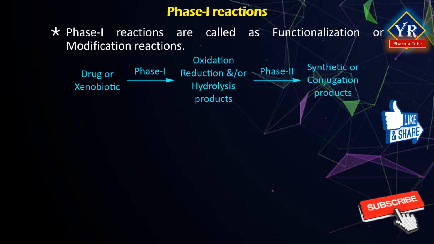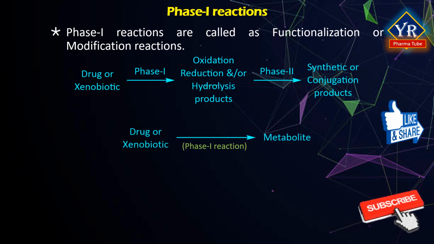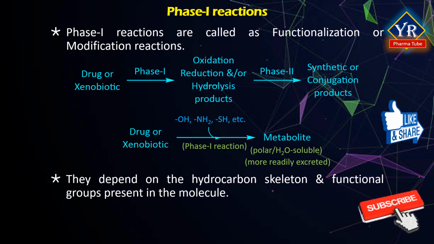All the phase 1 reactions involve the conversion or the biotransformation of a drug or a xenobiotic to a more polar or water-soluble metabolite, and so the drug can be excreted more easily than the parent drug from the human body. Generally, this conversion is seen in the drug molecules containing the hydroxyl, amino, thiol group, etc. Thus, these phase 1 reactions largely depend on the hydrocarbon skeleton and functional groups present in the drug molecule.